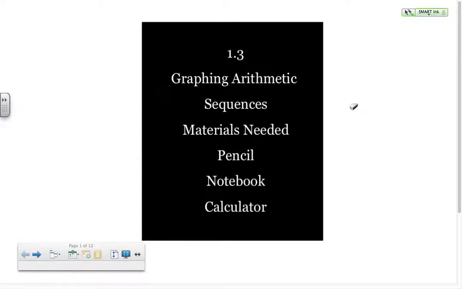Alright, so here we are on lesson 1.3. We're going to be graphing arithmetic sequences. This should all be review from Algebra 1 and Algebra 2 or integrated. So please, I'm probably going to go through this quickly. If some of the stuff you need extra review on, you can watch extra YouTube videos. This is going to be a lot of slope-intercept form, and that kind of thing.